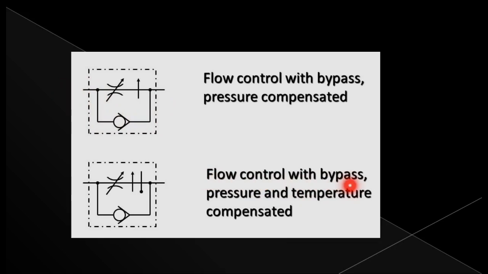Next is the flow control valve with bypass pressure and temperature compensation. The diagram is similar, only with a variation you can see: the temperature variation, a line and a dot. This represents the temperature compensation. It has both pressure and temperature compensation. So this symbol represents flow control with bypass pressure and temperature compensation. Like that, these are the symbols of a flow control valve.